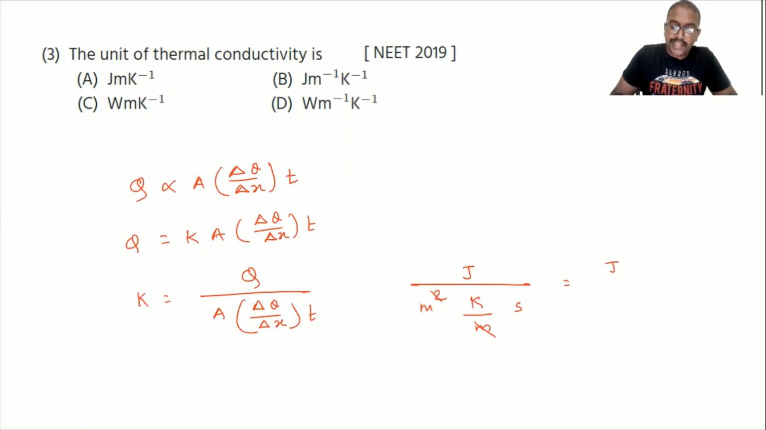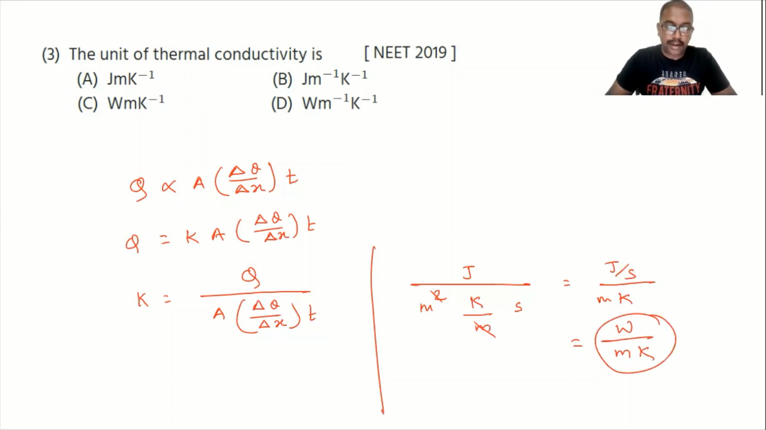Or I can write this second up. Joule by second divided by K. And 1 meter from this meter square is there. So here we can write it is watt per meter Kelvin. And it is written in the option. So watt per meter per Kelvin, which is written in option D. So option D is the correct answer for this MCQ.